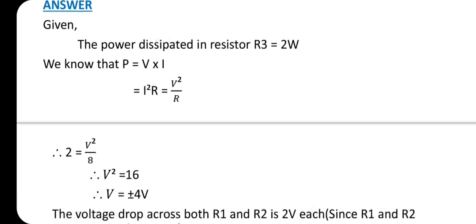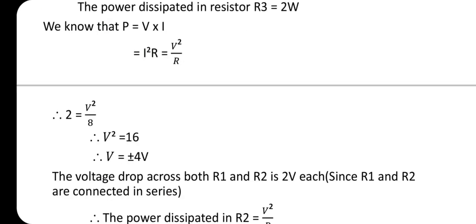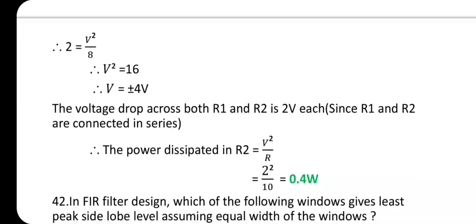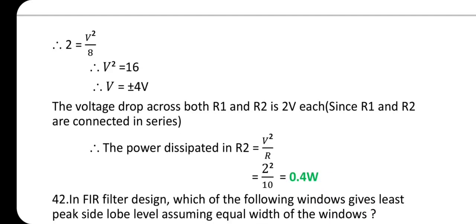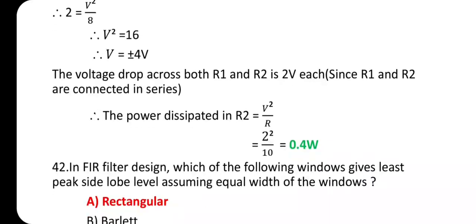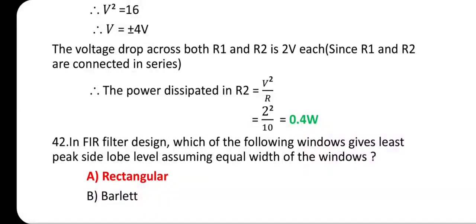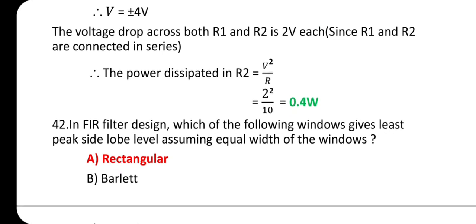Therefore, equate P equal to V square by R. Substitute the value of P, 2 watt equal to V square by the value of resistance R3, which is 8. After solving we get V equal to plus or minus 4 volt. The voltage drop across both R1 and R2 is 2 volt each, since R1 and R2 are connected in series. Therefore, power dissipated in R2 equal to V square by R. Substitute the values of V and R, we get the answer. The power dissipation is 0.4 watt.